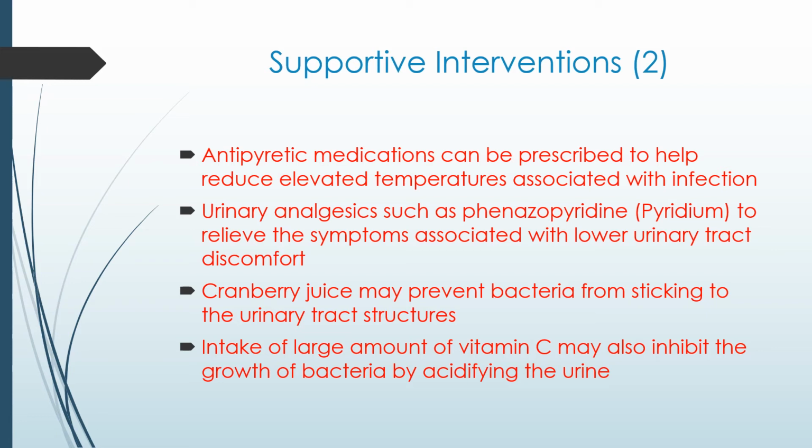Some people consider it an old wives' tale that if you have the beginning of a urinary tract infection, to use cranberry juice because that will make the urinary tract infection go away. Well, this is why: because it prevents the bacteria from sticking to the urinary tract structures. However, it does nothing for the infection. If the infection is already present, the cranberry juice is not going to help the infection, but you will feel better, and it won't get any worse. Let's put it that way. So intake of large amounts of vitamin C may also inhibit the growth of bacteria by acidifying the urine.